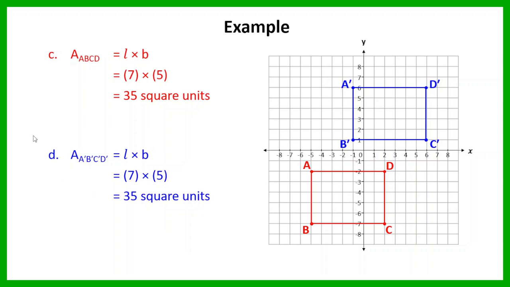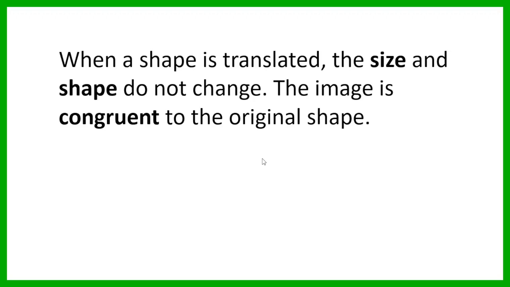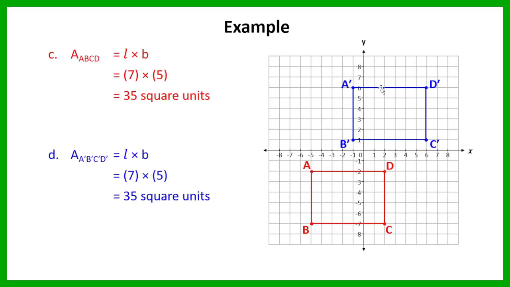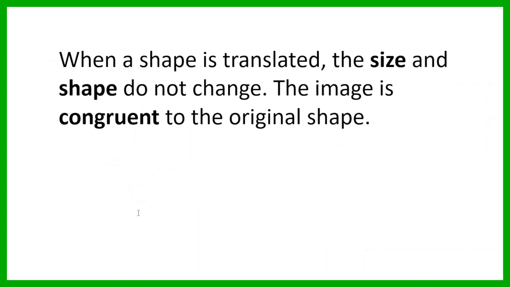So now, if you look over here, the perimeter we worked out for this one and the perimeter for this one were the same, and the area were also the same. Now we can draw a conclusion. When you have a shape that is being translated, the size and shape do not change. If I go back over here and I take this rectangle and I put it over there, it's exactly the same size and shape as the original rectangle was. It hasn't changed in size and shape. It's just changed position. That's all that changed.